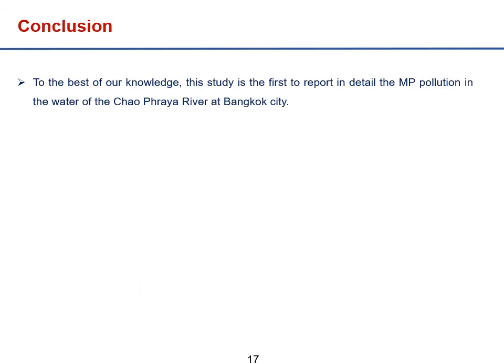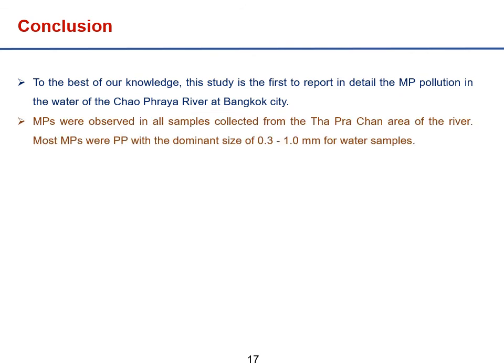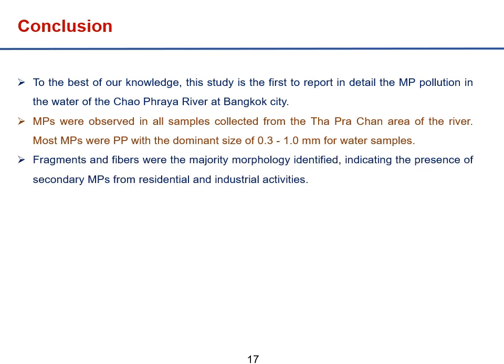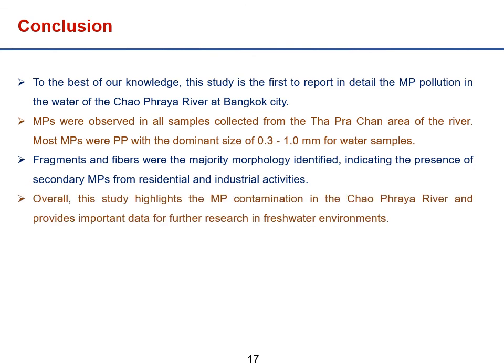In conclusion, to the best of our knowledge, this study was the first to report in detail the microplastics in the water of the Chao Phraya River and Bangkok. And as we see from the result, microplastics were observed in all samples collected from the river, and most microplastics were polypropylene with the dominant size of 0.3 to 1 millimeter, and fragment and fiber were the majority morphology. And overall, this study highlights the microplastic contamination in the Chao Phraya River and provides important data for further research in freshwater environments.